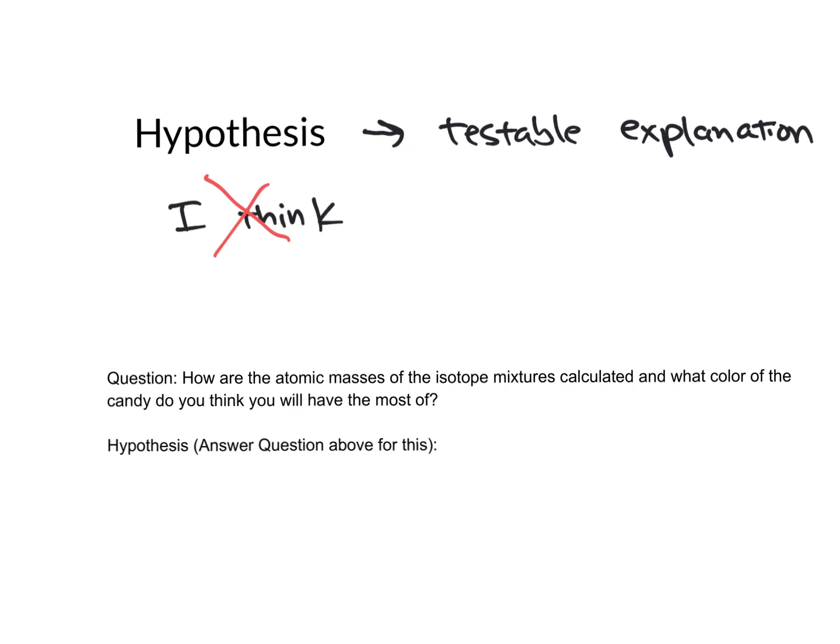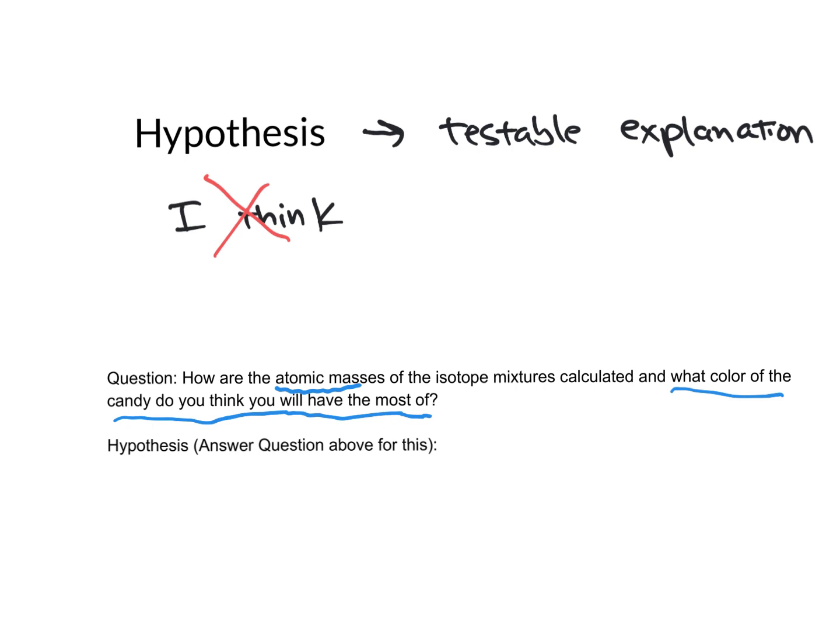Like, it will rain today, or this pill will cure cancer, kill off 90% of all cancer cells. All right, so if you look down here at the bottom, we have our question for our lab. And that question says, how are the atomic masses of the isotope mixtures calculated, and what color of the candy do you think you will have the most of? All right, so how is this going to play into the atomic masses? And we're going to look at percent abundance today.